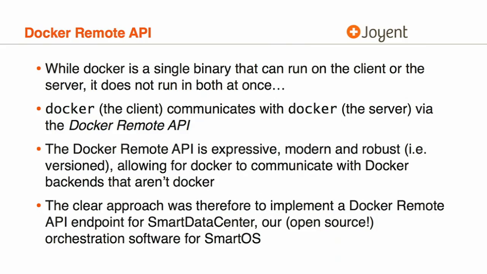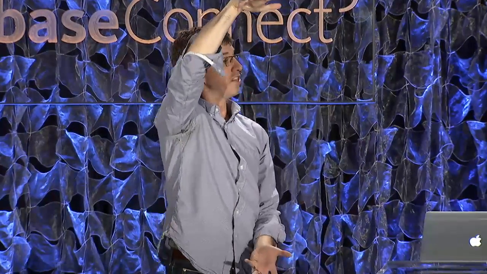On the other hand, they're separated by a pretty clean remote API. And that actually gave us an opportunity. This remote API is clean enough that we could take the server portion and throw it away and implement our own server that would sit on the head node of Smart Data Center, the actual software that runs our cloud, and we could speak the Docker remote API.